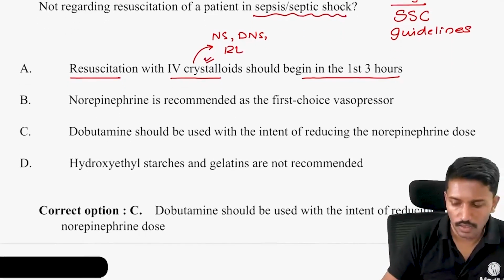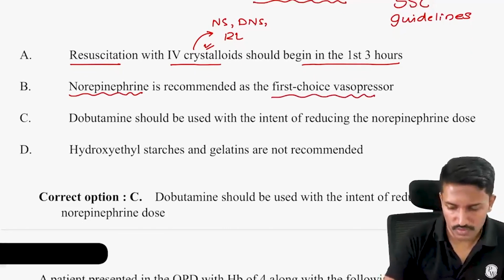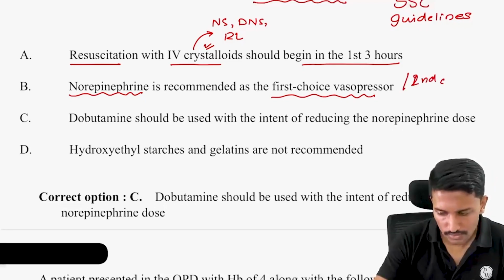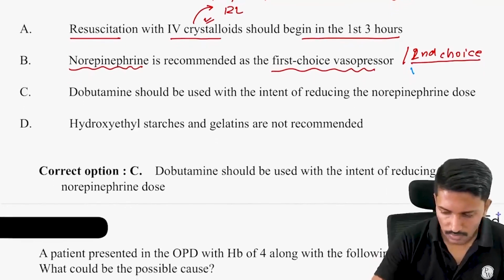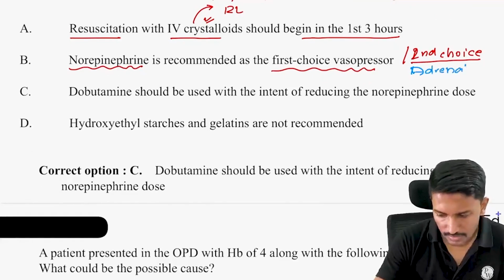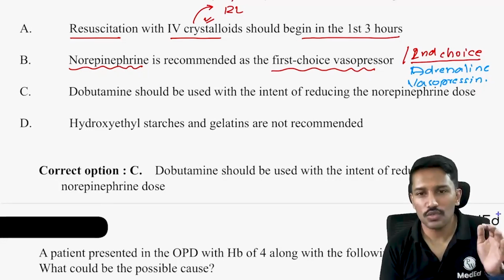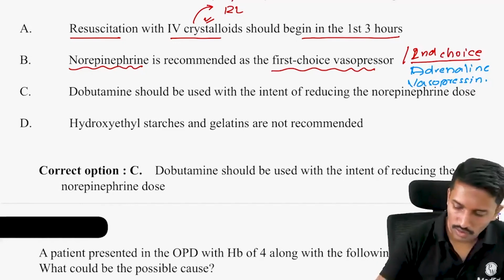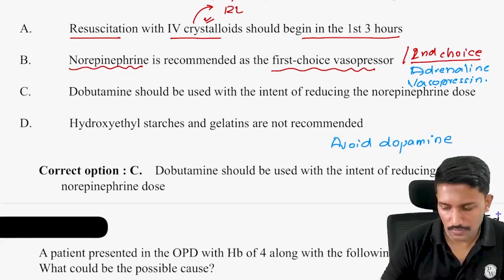Now, if I need to use inotropes, noradrenaline or norepinephrine is the first choice vasopressor. Okay, what else can be used? As a second choice, we can think of using adrenaline and vasopressin. What is recommended is don't use dopamine, and dobutamine doesn't find a specific role here, right? So we have to avoid dopamine. Why should we avoid dopamine in a patient with septic shock?